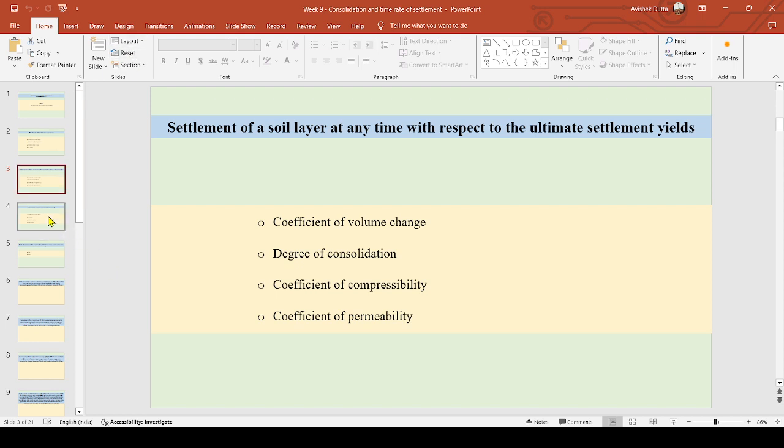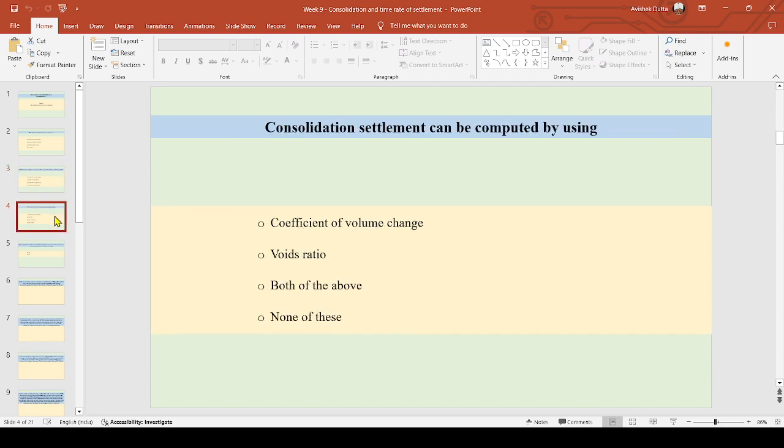Next question. Consolidation settlement can be computed by using. The options are coefficient of volume change, voids ratio, both of the above, or none of these. I'll repeat the question once. Consolidation settlement can be computed by using. The options are coefficient of volume change, voids ratio, both of the above, or none of these.